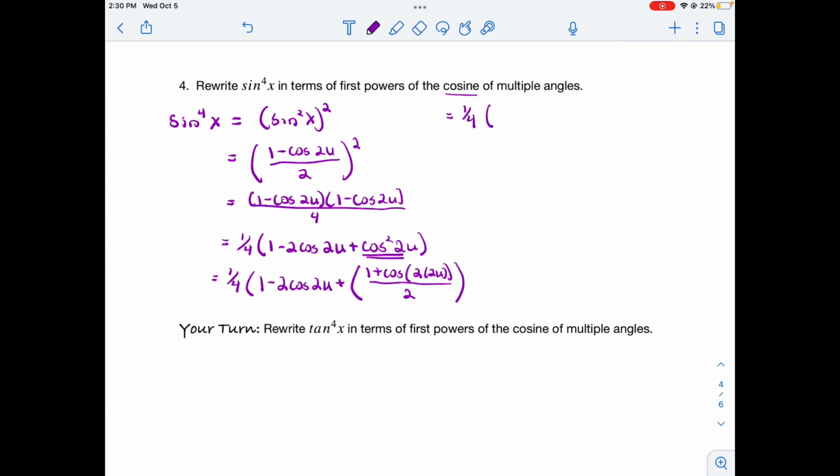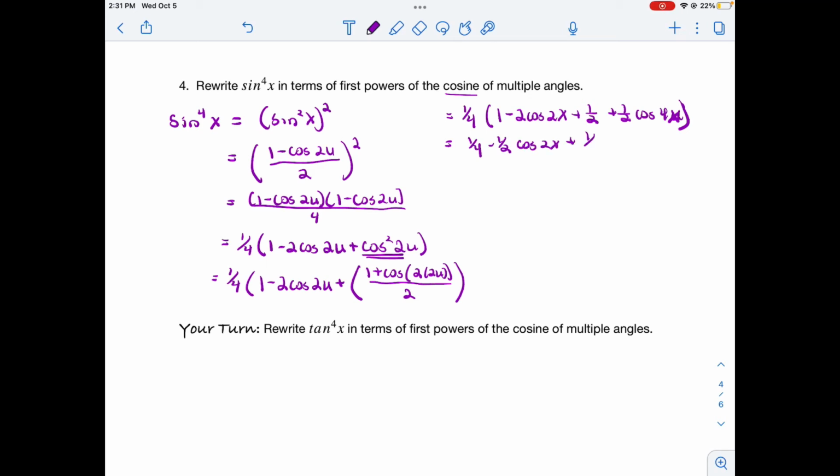All right, so let's do some cleaning up of this and simplifying it down a little bit. Let's get rid of the fraction by distributing that 2 to each term. And then I'm going to rewrite that as 4u, or 4x in this case. All those u's should be x's. All right, now let's get rid of the parentheses by distributing the 1/4.